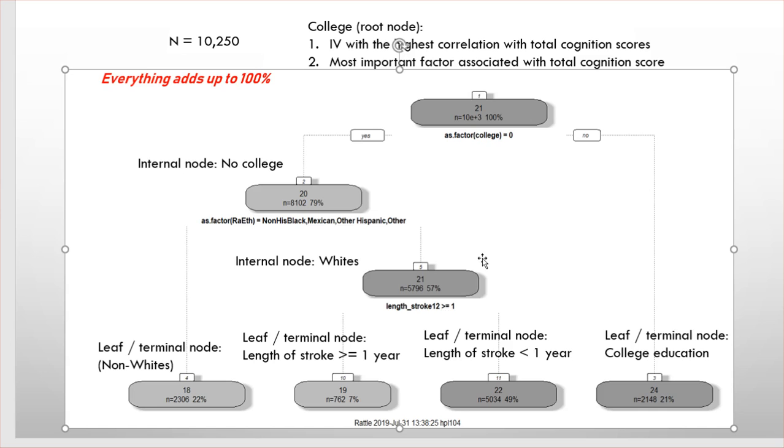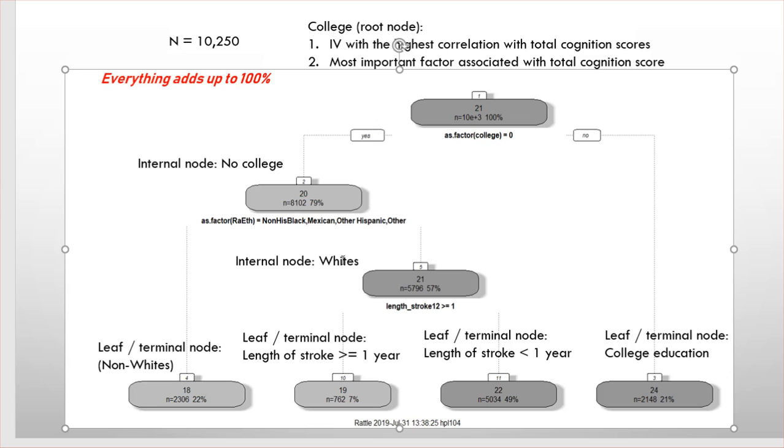And as you can see from here, the predicted total cognition score is somewhat lower among non-whites without a college education. It is 18 here and it is 21 for whites without a college education. So, as you can see from here, whites without a college education are still doing better in terms of cognitive performance compared to non-whites without a college education.